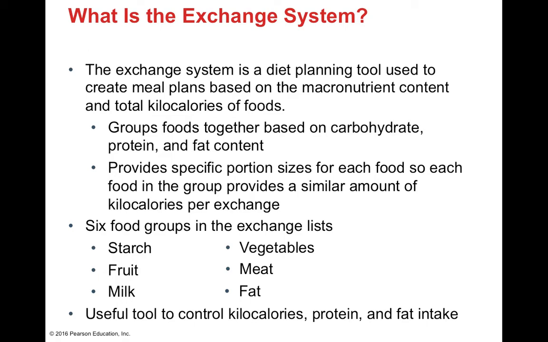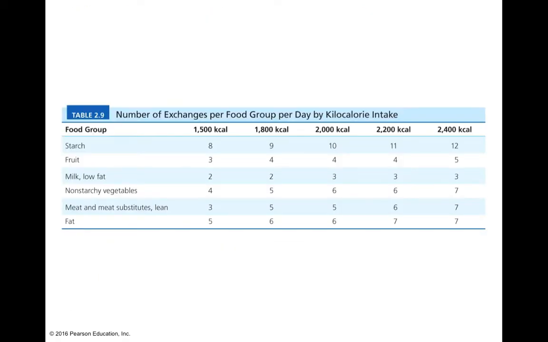And there are 6 foods in that exchange list that you might want to switch back and forth. Things like starches, fruits, milks, vegetables, meats, and fats. And this is a really helpful tool to help control your intake of kcals, proteins, and fats. This would just be showing you the number of exchanges per food per day based on your own kcal intake.